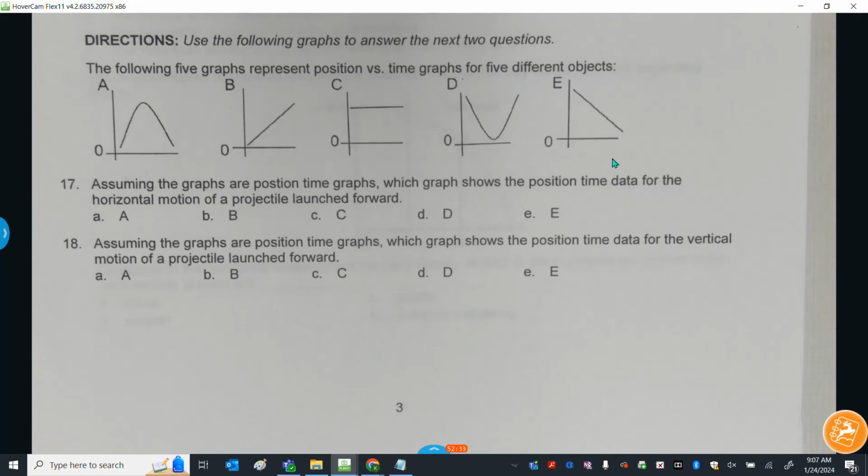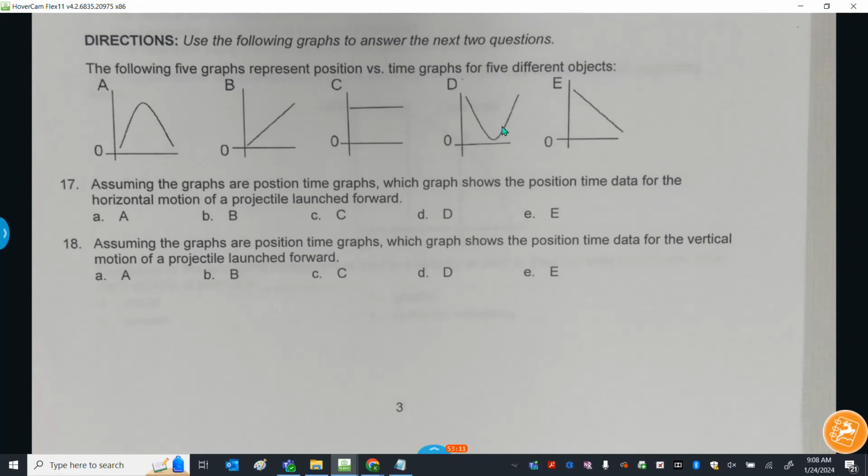A shows an object that vertically is moving upward, slows down to a stop, turns around, and then moves downward and speeds up. D, on the other hand, shows an object moving downward, slows down to a stop, and then starts moving upward and speeds up, which does not make sense for a projectile. They don't move down and then turn around and move up. That would make sense if I was like bouncing a ball, I guess, on the ground, but not for a projectile. The answer that you need to select for number 18 is A. And again, like I said, only about 2/3 of you got that one right.